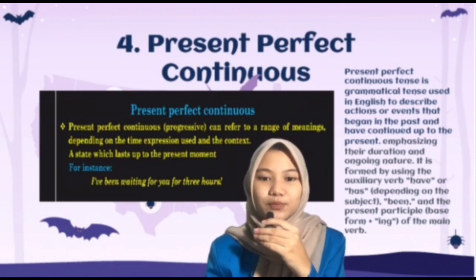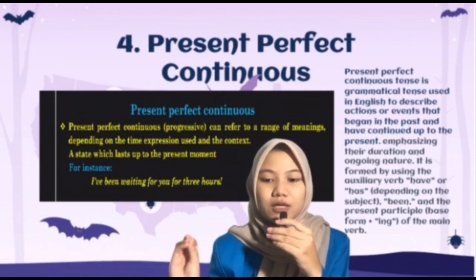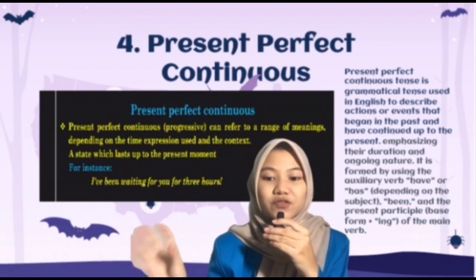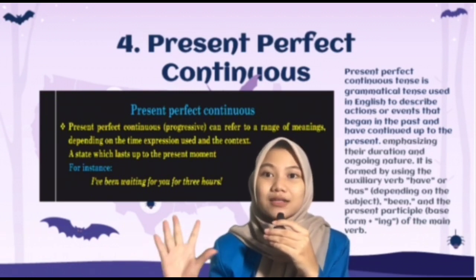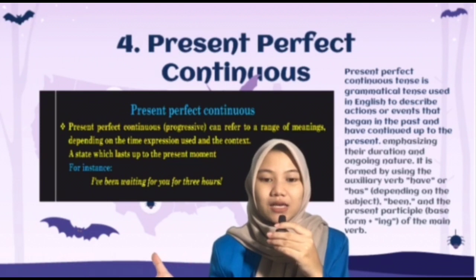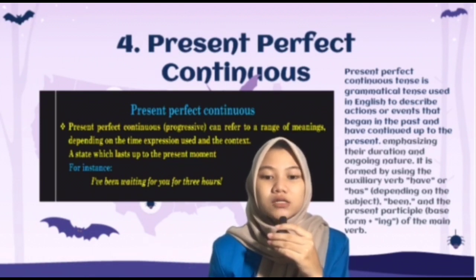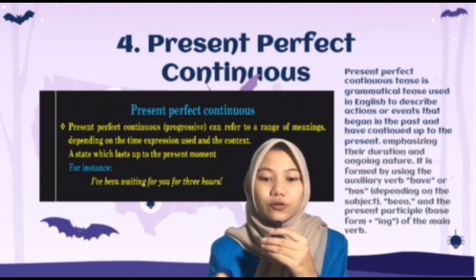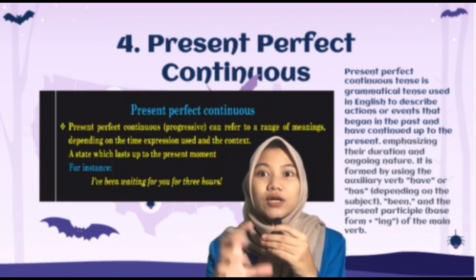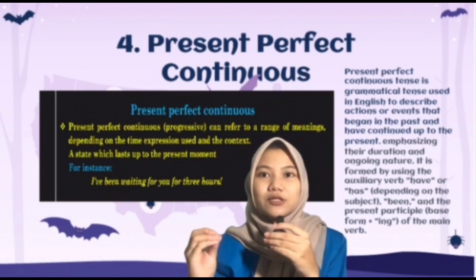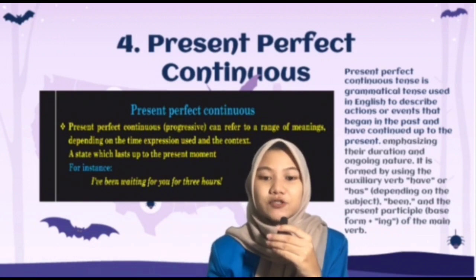Okay, in the present perfect continuous, we use the base form plus ing, like waiting. Okay, for you for 3 hours. In this sentence, with for, we can also choose since and so on.